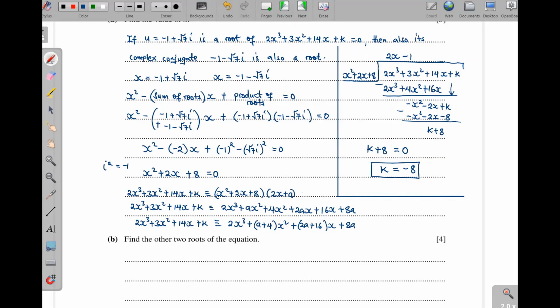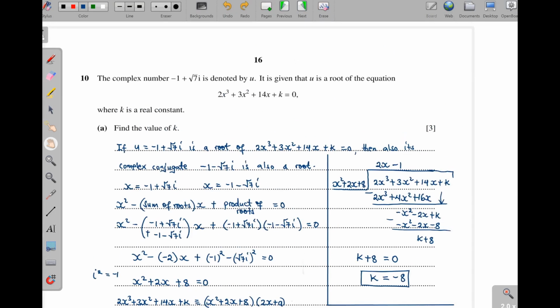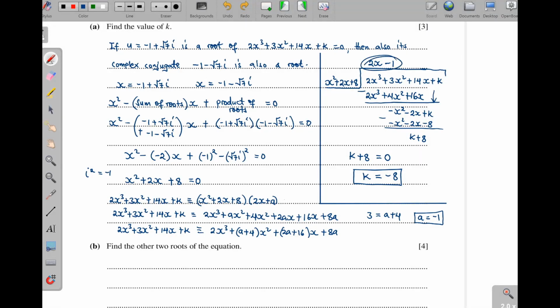Now, you can see that this is 2x cubed, this is 2x cubed, okay? When you go to the next one, this is 3. The coefficient of x squared here is 3. The coefficient of x squared here is a plus 4. That means from there, we can get the value of a. So that means you can have 3 equal to a plus 4. So from here, that means a is equal to what? 3 minus 4, which is a negative what? 1. Are we there? Then, do you see that if I put negative 1 here, it is the same we got up here. It is 2x minus 1.